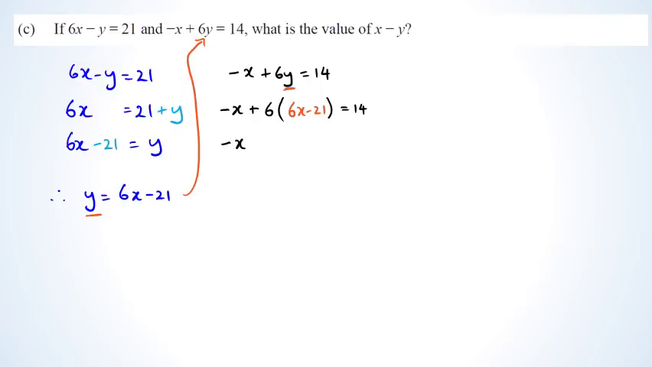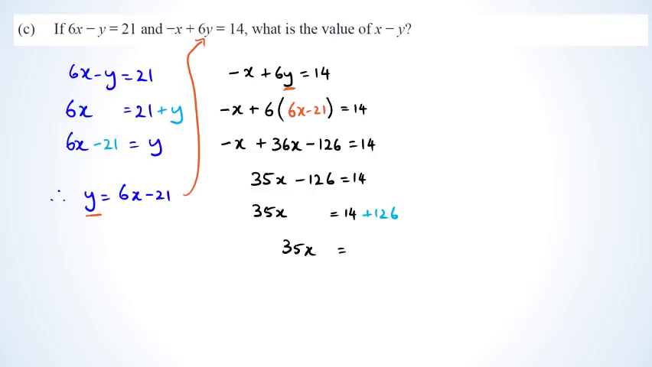Expanding this out, I get negative x plus 36x minus 21 times 6, which is 126, and that's equal to 14. So 36x and minus x will become 35x. 35x minus 126 equals 14. Rearranging this, I'm going to get 35x equals 14 plus 126. So 35x is equal to 140, which means x is equal to 140 divided by 35. At this point, I know 35 times 2 is 70, 70 times 2 is 140, so I can say that x is equal to 4.